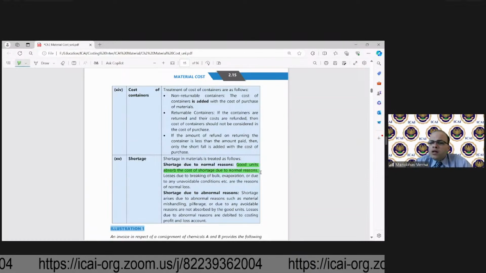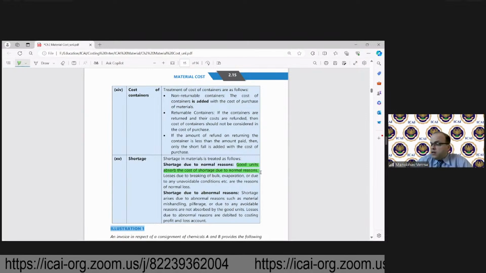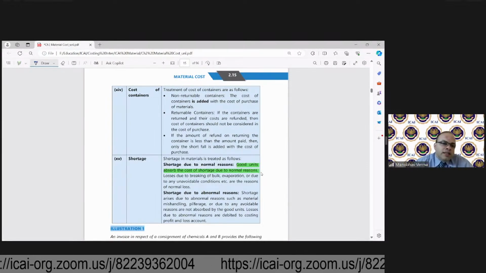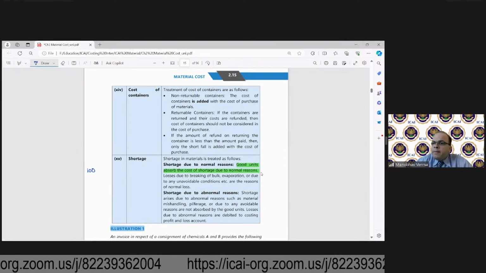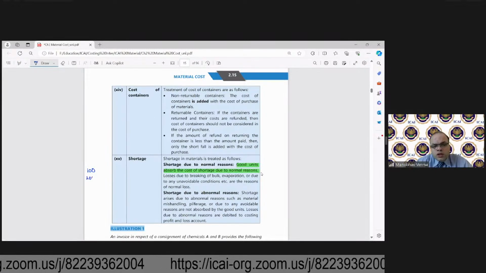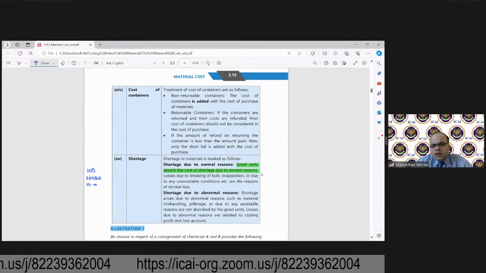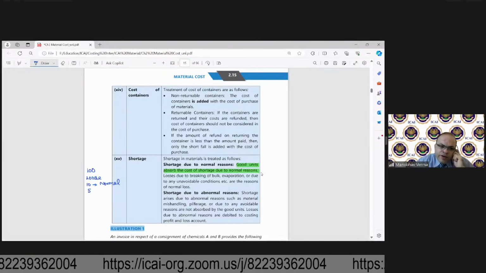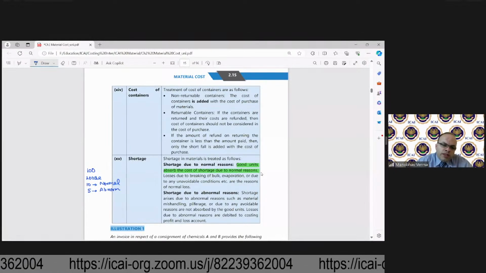How does this get absorbed, guys? What we will do is, let me take an example here. Let's say there are 100 units initially, and you lose 10 units due to normal loss, normal reason, and let's say 5 units are lost due to abnormal reasons.